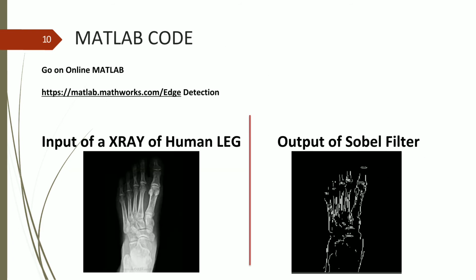This is the Matlab code which we have performed in the edge detection system. Here we have taken as input an X-ray of a human leg, and by using the Sobel filter in edge detection, we get the output. This is a demo.